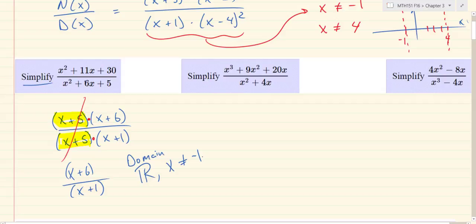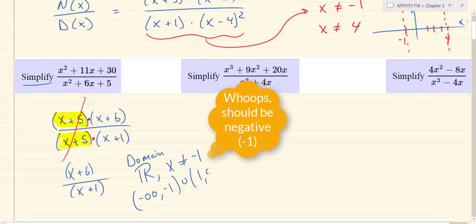This symbol that I wrote is like a capital R but with two spines on it instead of just one spine. That's a mathematical symbol for all real numbers. It means everything. So all real numbers except x cannot equal negative 1. And if we were to write this in interval notation, it would be negative infinity to negative 1, union with negative 1 to infinity. So again, simplify.